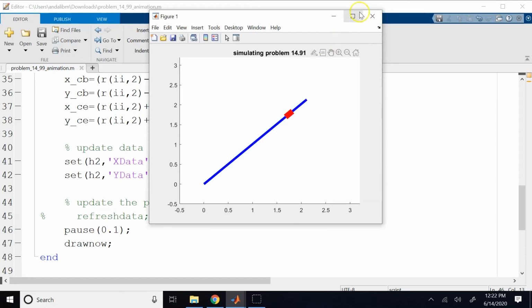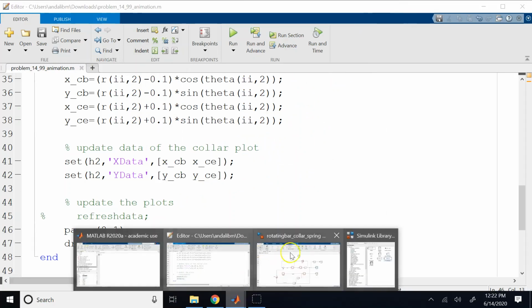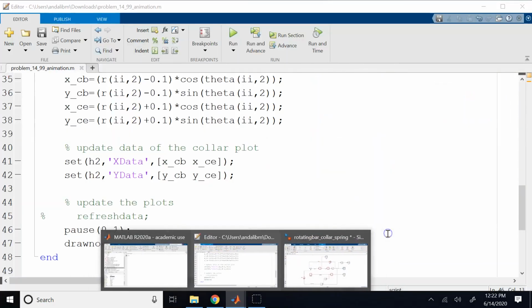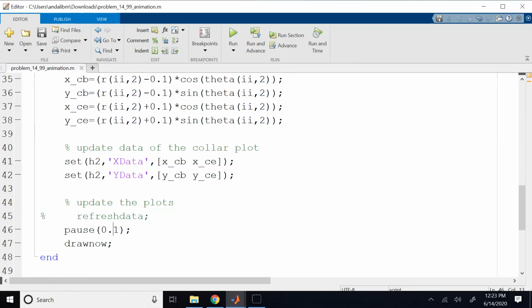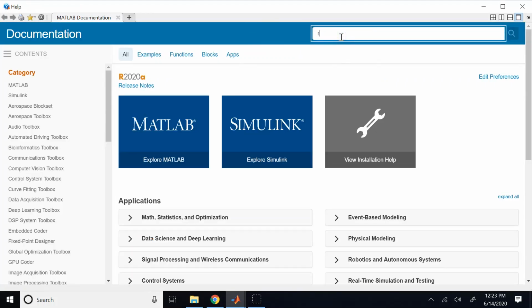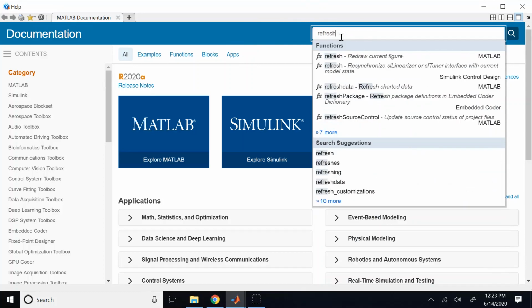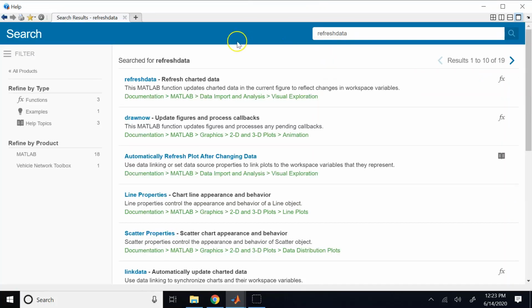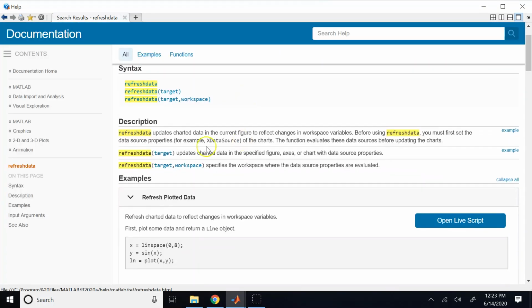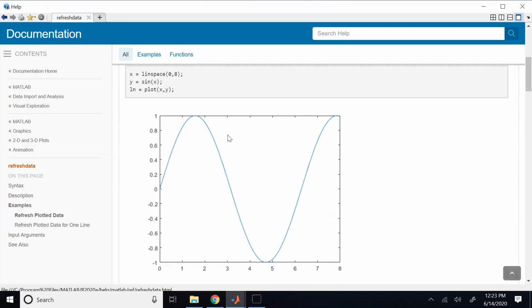Now, as I said, refresh data, let's take a look at it together. Whenever we don't know what any command is doing, the best way is, as always, MATLAB help, right? If you're not sure about it, say refresh, and it's all one word. It updates the chart data in the current figure to reflect the changes in workspace variables. Before that, you must first set the data source properties, which we did using the command set. Okay? So that's refresh data, just refreshing the data.